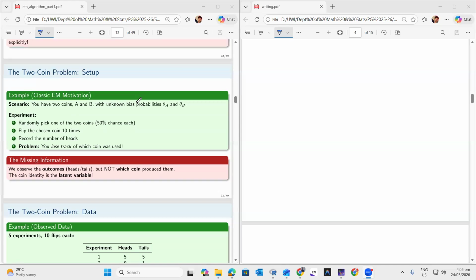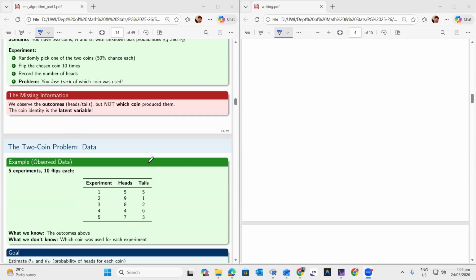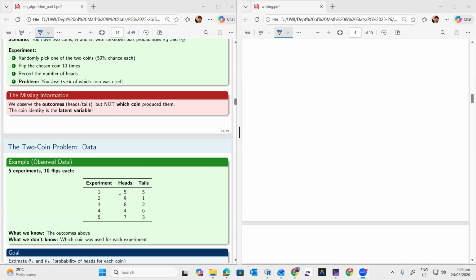The observed numbers of heads and tails are given here. Under each experiment we were given 5 heads, 5 tails; 9 heads, 1 tail; 8 heads, 2 tails; 4 heads, 6 tails; 7 heads, 3 tails. So what we know is that the observed data are the counts of heads and tails. However, we don't know which coin was used in each experiment.